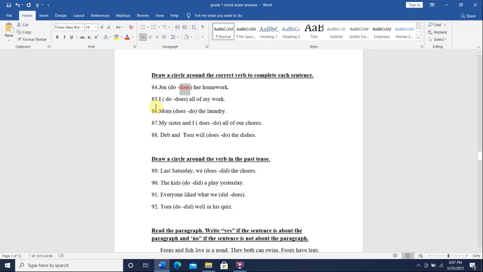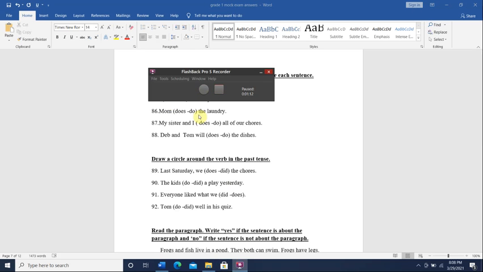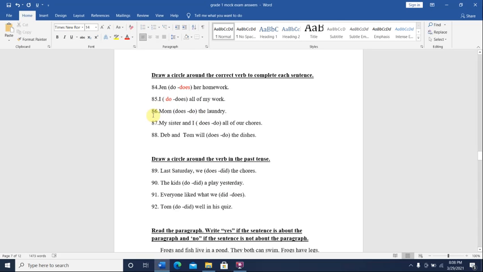Okay, except when the sentence begins with I. Number 85. I do or does all of my work. Here I will choose do because we said when the sentence begins with I, we choose the verb as it is. We take the verb do. Number 86. Mom does or do the laundry. Mom is one person, so I will choose does.